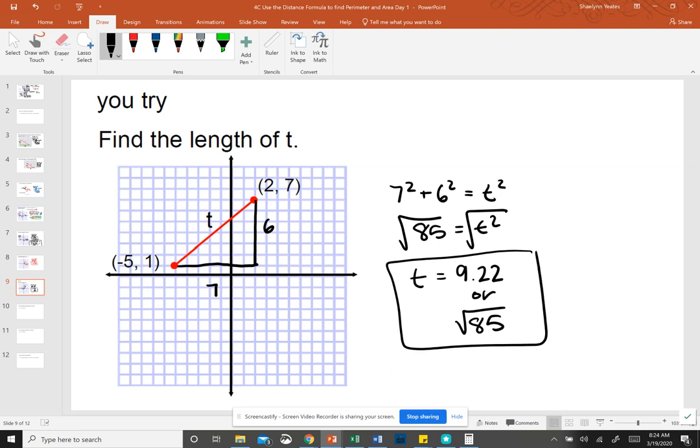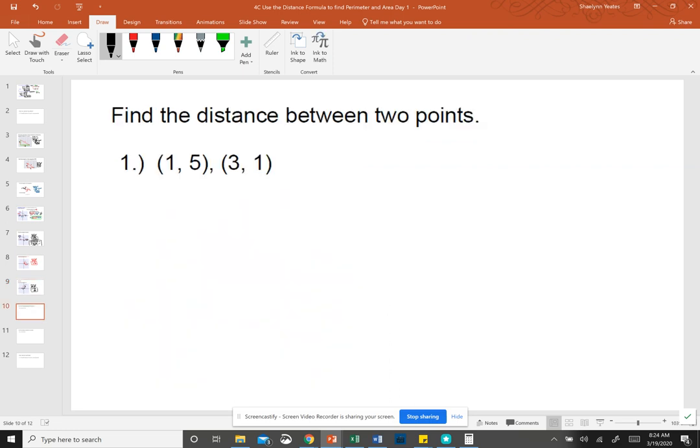I hope you guys got that right. That's really awesome if you did. If you didn't, here's a new chance for you. What I like to do when I have things like this is I like to sketch them. So if I went over 1, so this is 1, and I go up 5, there's that point. And if I go over 3 and up 1, there's that point. So now here's my line.